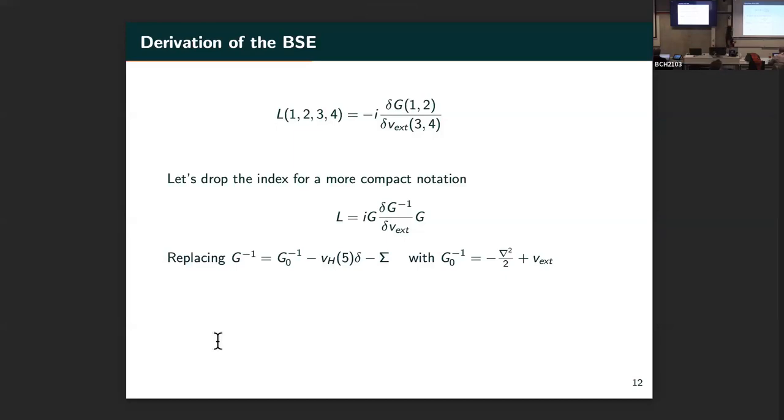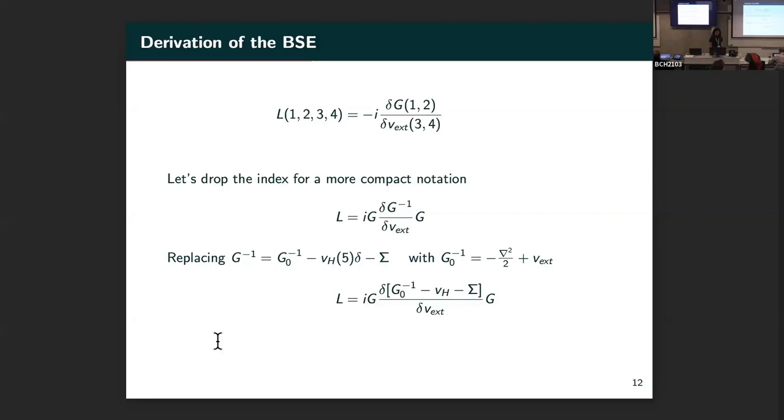And we will apply the definition of our Green's function. This is the G0, which is basically kinetic plus external potential. The external potential is just the potential of the nuclei. Okay, so it's actually local. And the total G we can write in terms of G0 to the minus one, minus the Hartree potential, minus the self-energy. So if I plug this in our definition of G, I get here G minus one.